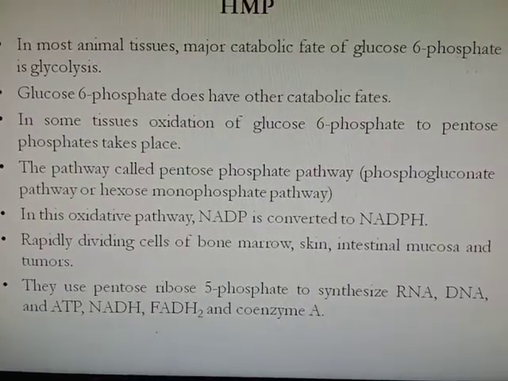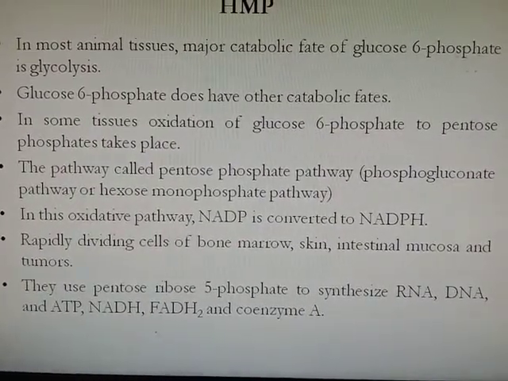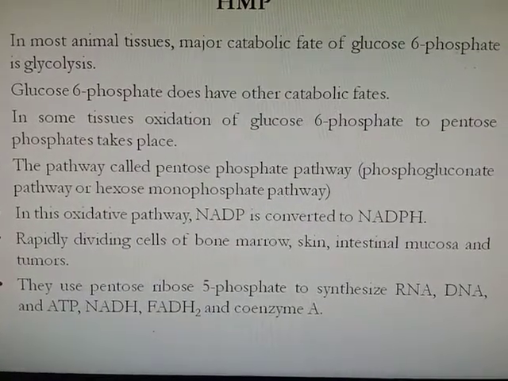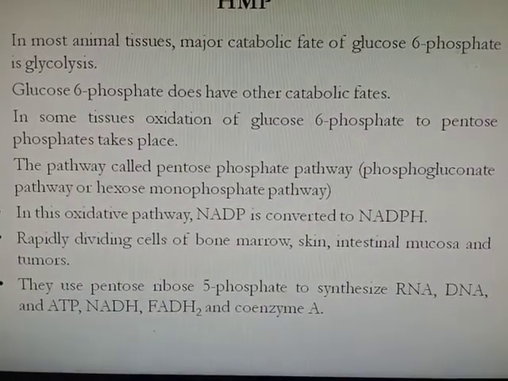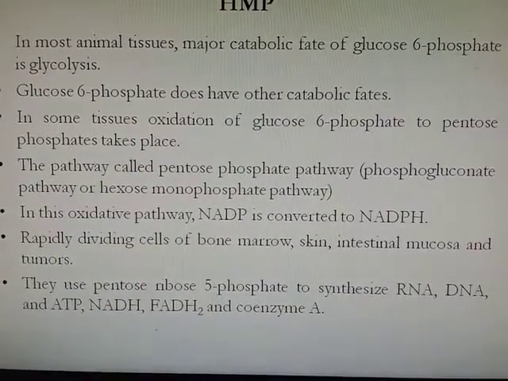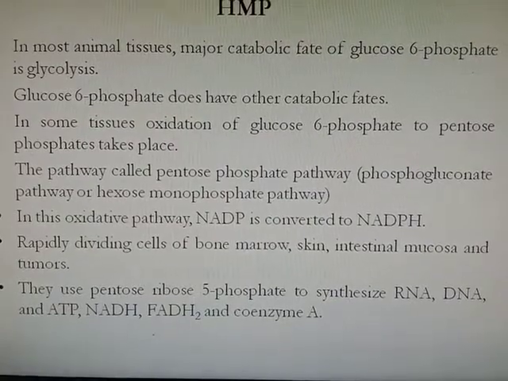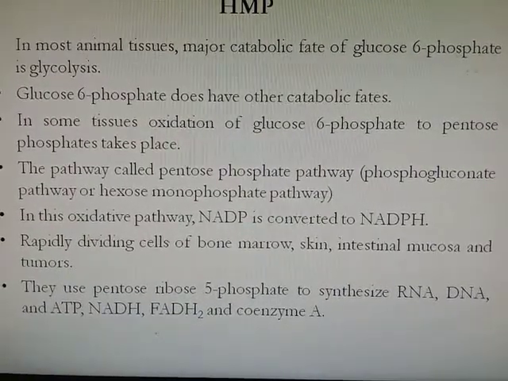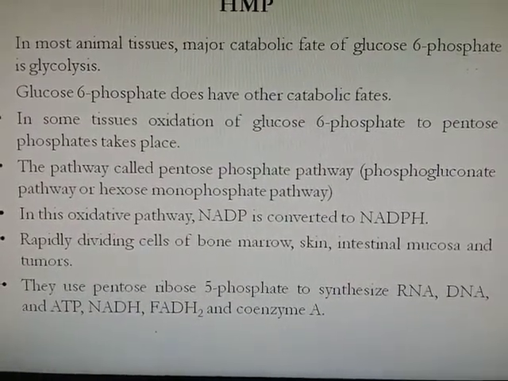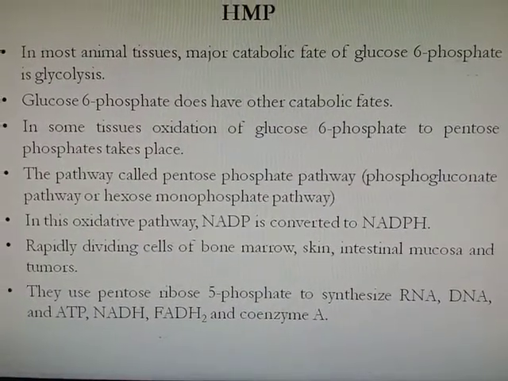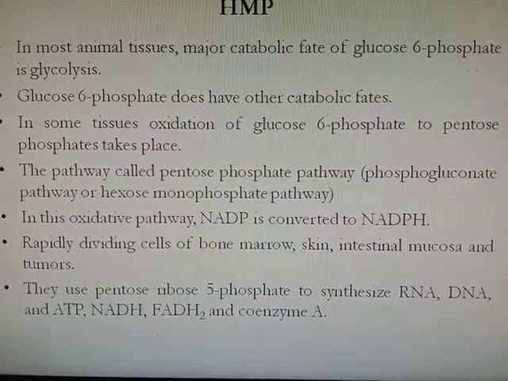In some tissues, oxidation of glucose 6-phosphate to produce pentose phosphate takes place. Means from 6-carbon sugar, a 5-carbon sugar is formed or synthesized. This pathway is called the pentose phosphate pathway or phosphogluconate pathway or hexose monophosphate pathway. In this oxidation pathway, NADP is converted to NADPH.